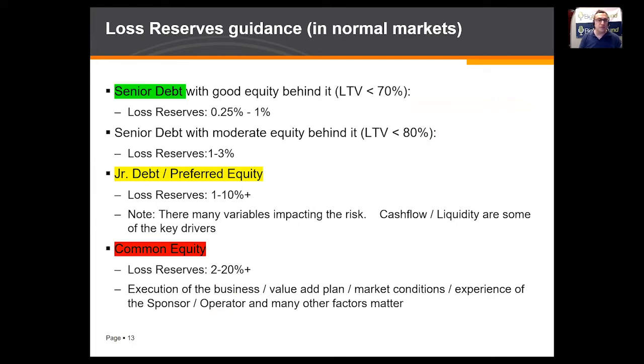Now, if you're investing in junior debt, second lien loans, preferred equity, your loss reserves should be most certainly higher. How high do they go? Well, it depends. There's so many variables, it becomes really hard. You're no longer senior on the capital stack. It could be as low as 1%, or it could be higher than 10%. Or it could be somewhere in between.